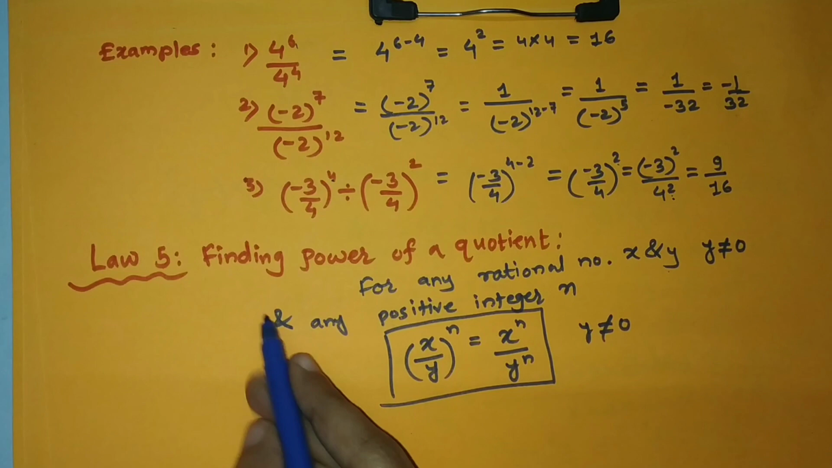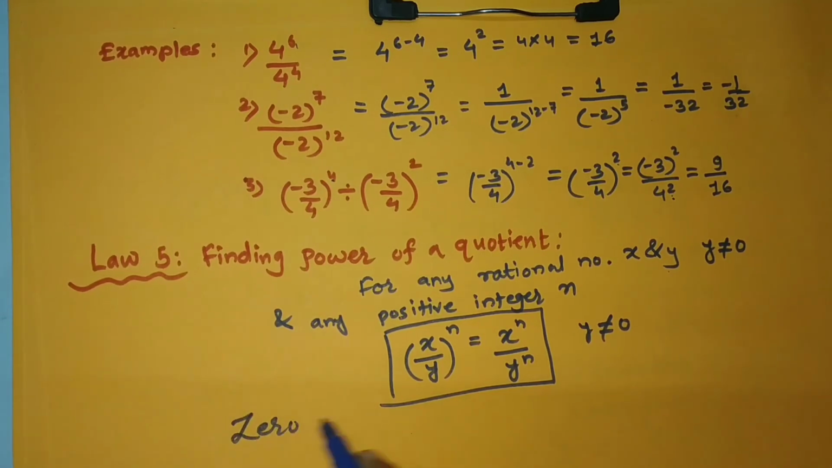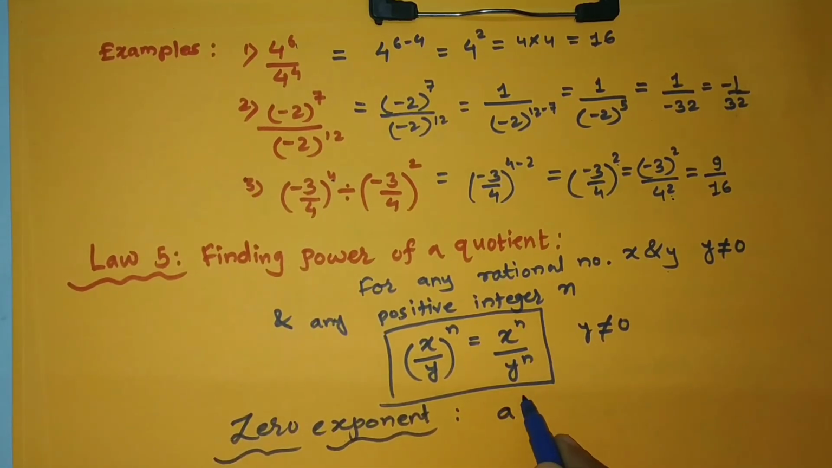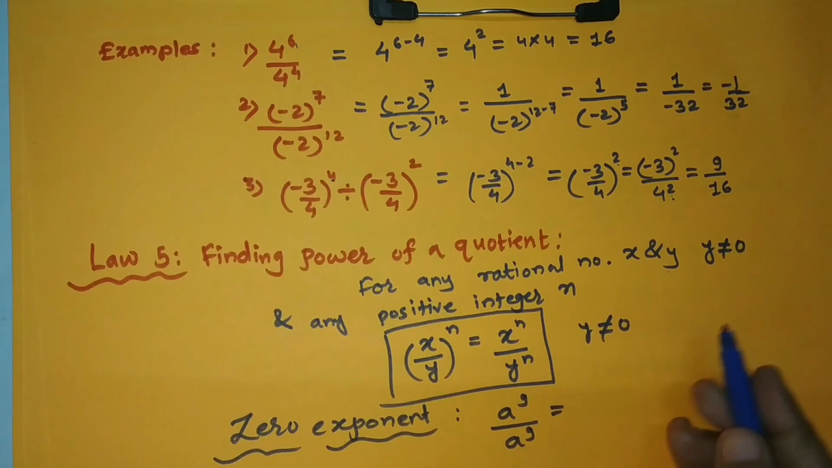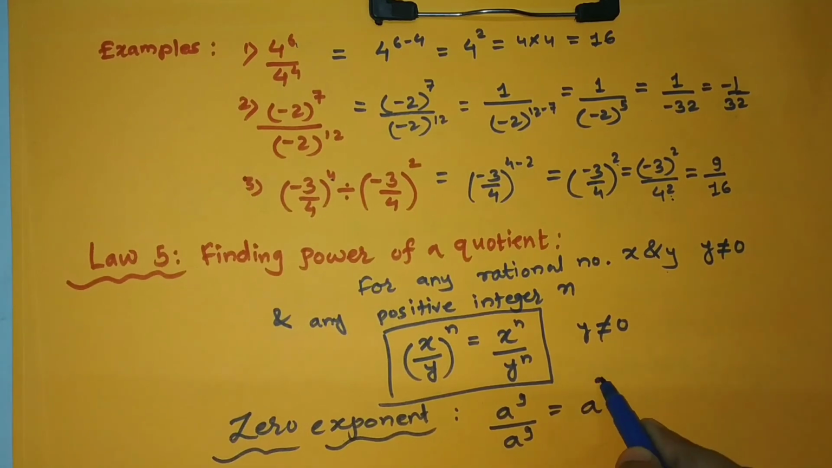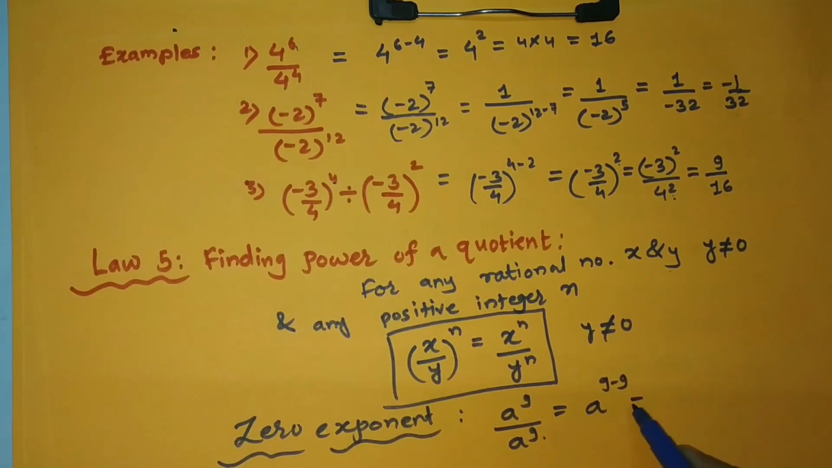Next friends, we are having 0 exponent. For example friends, suppose you are having a to the power 9 divided by a to the power 9. Here also 9 factors of a, here also 9 factors of a. So when you apply the law, 9 minus 9, this power minus this power, what you will get? A to the power 0.